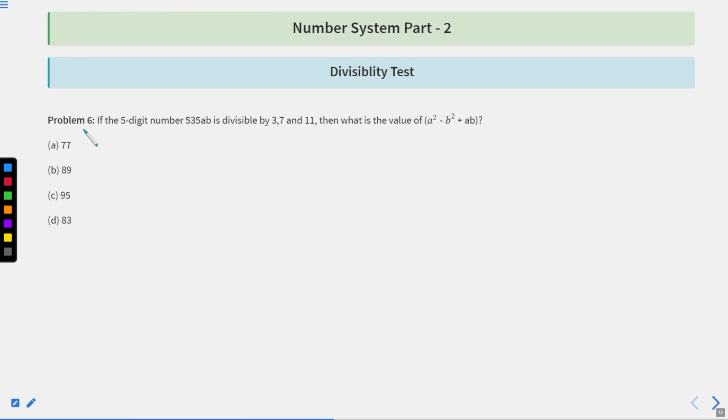Let us now move to problem number 6. If the 5-digit number 535AB is divisible by 3, 7 and 11, then what is the value of a square minus b square plus ab? Like the previous problem, we first have to compute the value of a and b. Then only we will be able to tell the value of this expression a square minus b square plus ab.